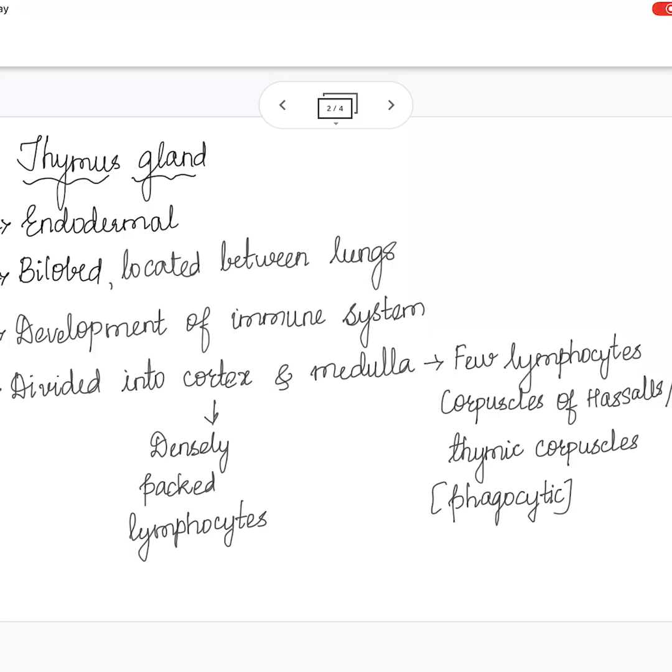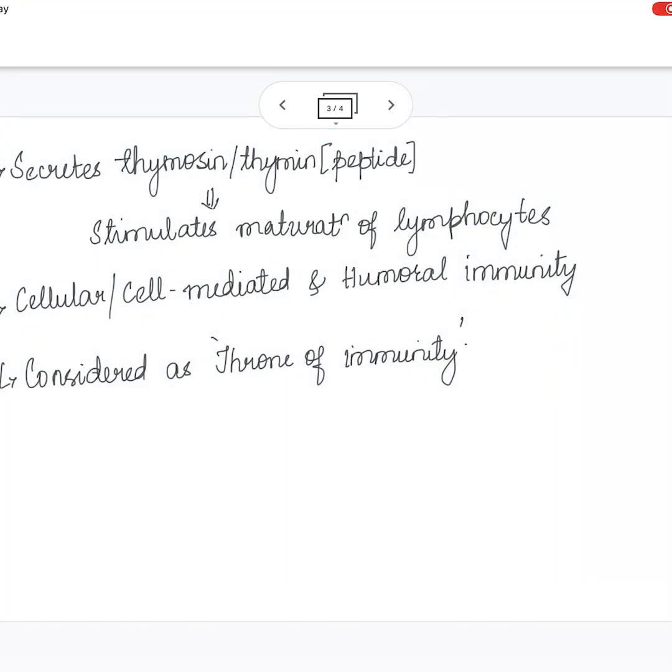Then I hope you have understood the basic importance of the thymus gland. All these points are important from the exam point of view. Then what are the hormones and functions of the thymus gland? That we'll see. Okay, this thymus gland secretes a hormone that is called thymosin, also known as thymin, which is peptide in nature. You need to remember what type of hormone it is. It is a peptide hormone. And what is the name of the hormone? Thymosin, also called thymin.